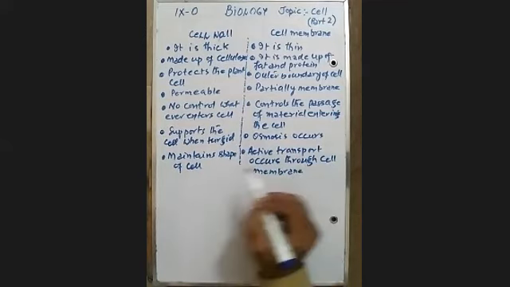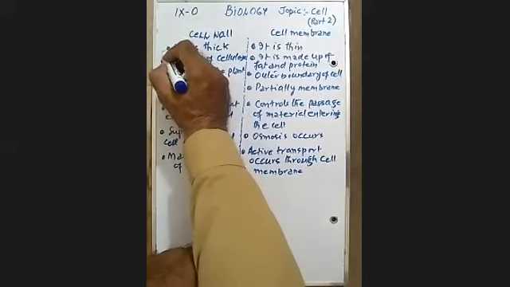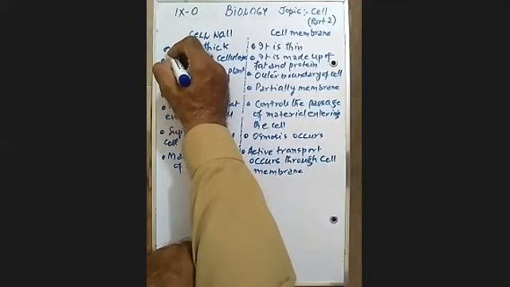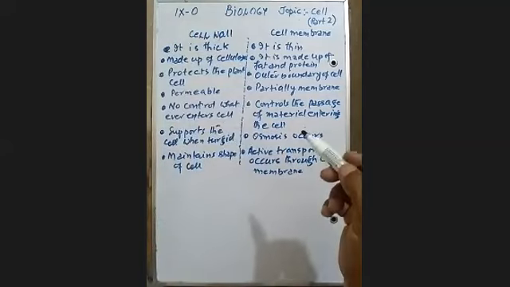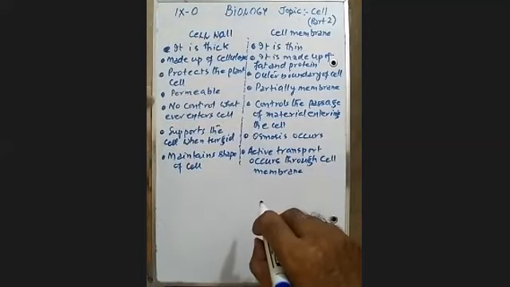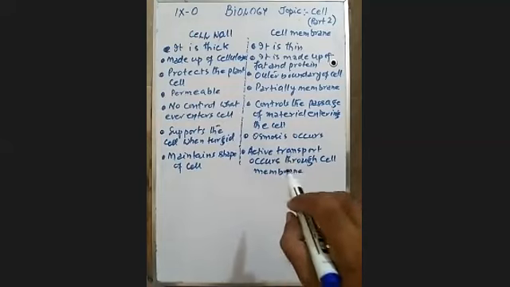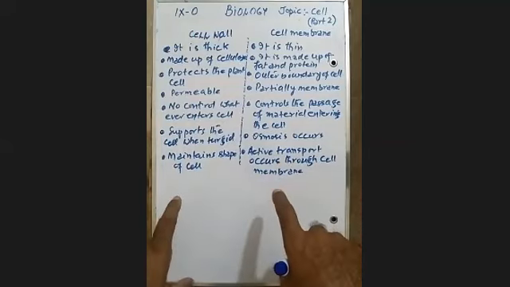Okay, now these are the points, and you see it's better to answer according to the marks given. If 3 marks come, you can give 3 points. If 4 marks come, you can give 4 points. So I've given the maximum points over here. The last 2 points I'll explain again.